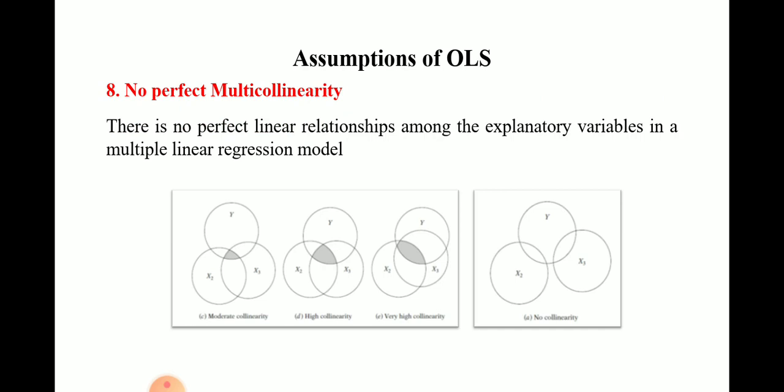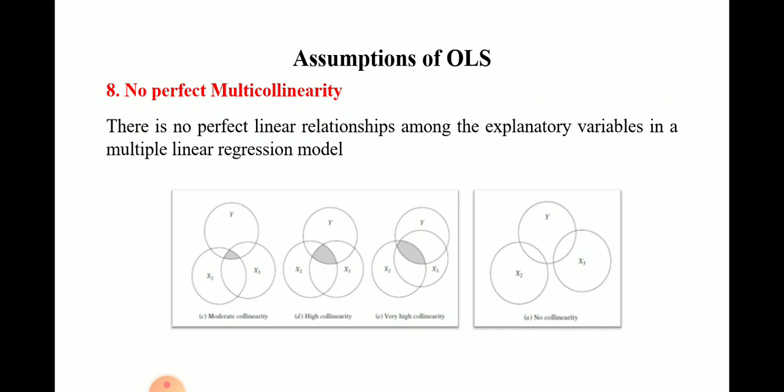And the last assumption is no perfect multicollinearity. It means that when you have more than one independent variable in your regression, which happens only in a multiple regression model, these independent variables should not be perfectly correlated. That means the correlation should not be equal to 1.